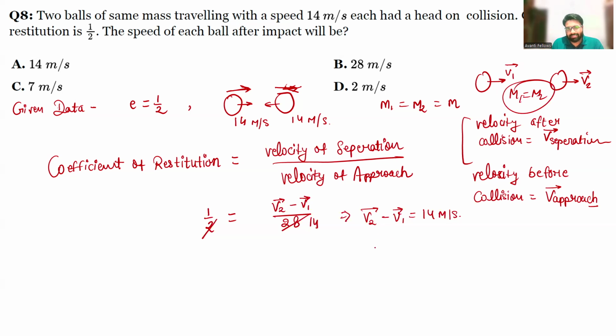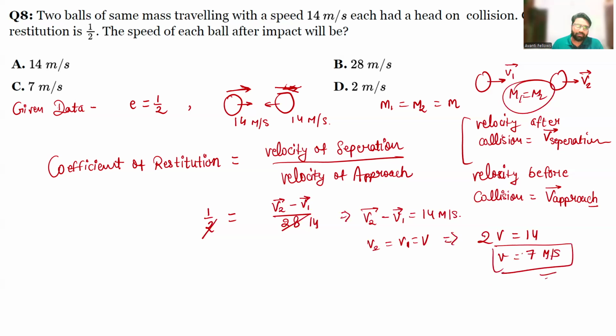So we can say that here, if we just talk about the magnitude, V2 is equal to V1, and we can ignore this sign also. So we can say that twice of V2 is equal to V1 equals to V. So twice of V is equal to 14 meter per second, which is V is equal to what? 7 meter per second. Okay. So the velocity of each ball after the collision will be 7 meter per second.